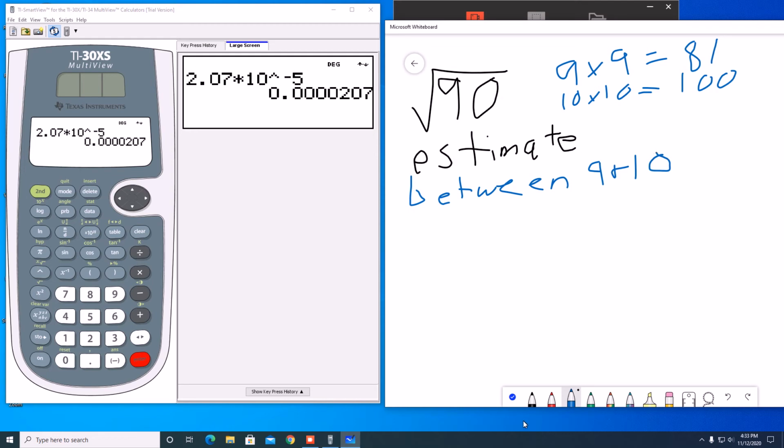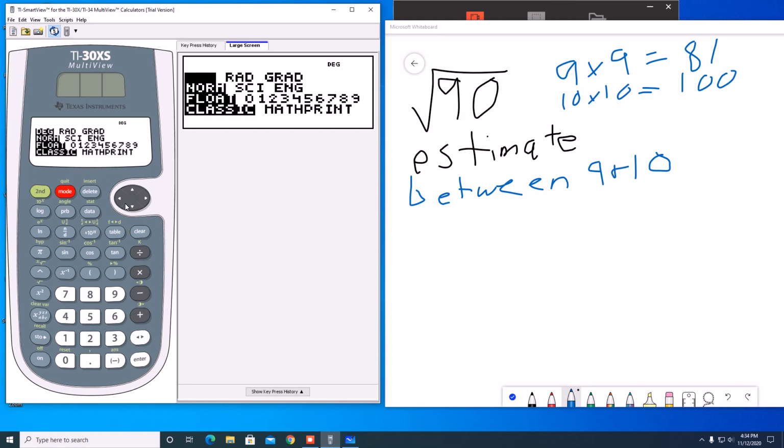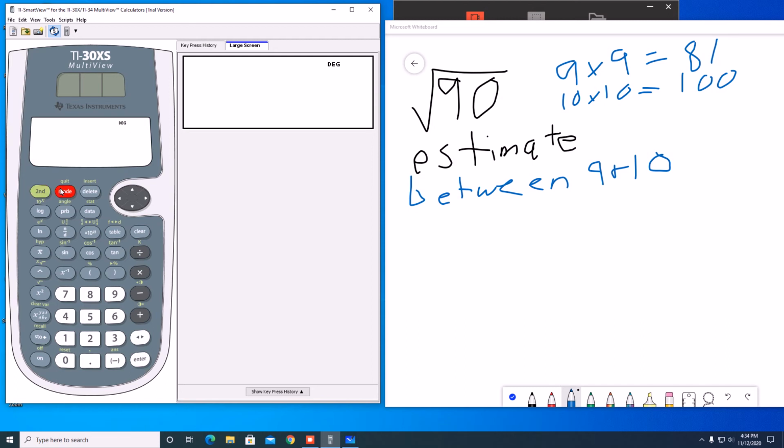And so what I can do is put this in my calculator, so I'm going to hit second, square root button. Now, whenever you see the parentheses, that is telling you that when you do the square root, it's going to give you a decimal. And I don't want that in this case. So I'm going to clear. And I want to change the mode of my calculator. So I'm going to hit mode, and then I'm going to scroll down to math print, highlight it and hit enter. And then I'm going to hit second mode to quit.